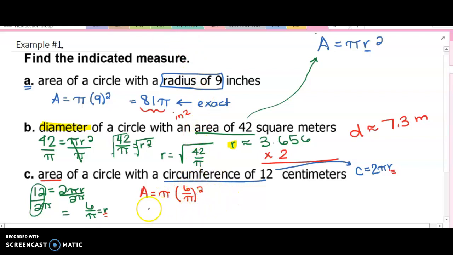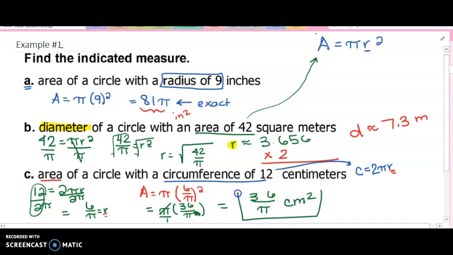Okay, so this would be pi times 6 squared over pi squared, basically, so 6 squared is 36 over pi squared. Think of this as pi over 1. Okay, so that and one of those would go away, so I'm left with 36 over pi, and that would be centimeters squared.